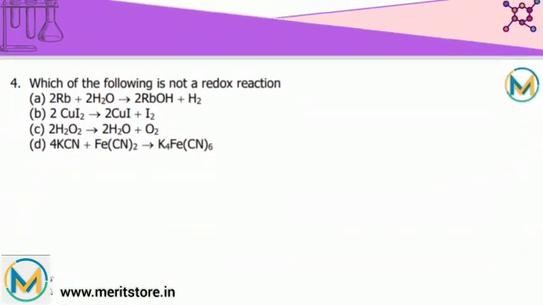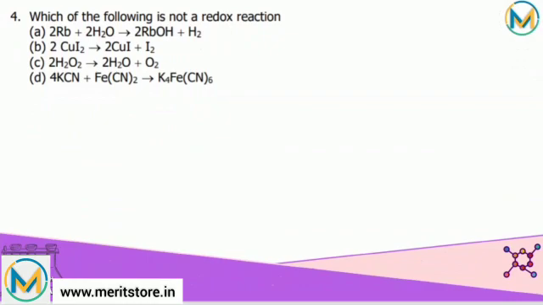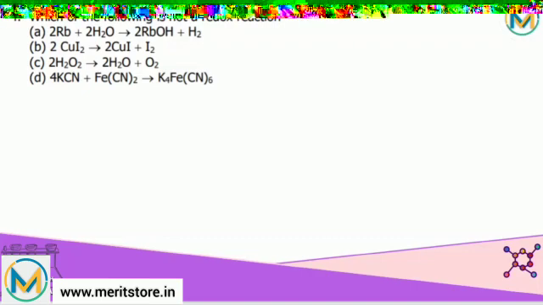Looking towards the next question, which of the following is not a redox reaction? A redox reaction is where a change in oxidation number takes place, where oxidation and reduction are taking place simultaneously. So we are supposed to look at all the options and see if there is a change in oxidation number or not. Here rubidium is in metallic form, so it is 0.